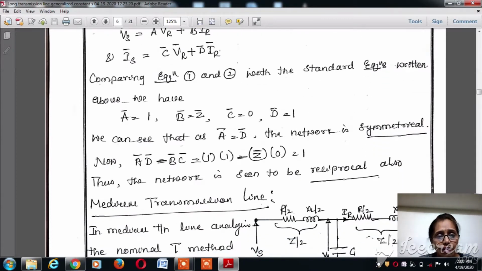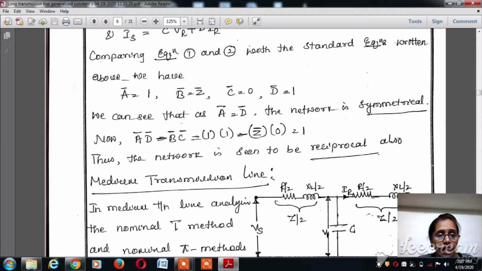We can see that A is equal to D here, because A is 1 and D is also 1. Hence the network is said to be symmetrical. Now AD minus BC is equal to A into D, that is 1, minus B, which is Z, into C, which is 0. So it is found to be 1. So AD minus BC also holds good to 1. The network is symmetrical, and it is also reciprocal, because AD minus BC is equal to 1.